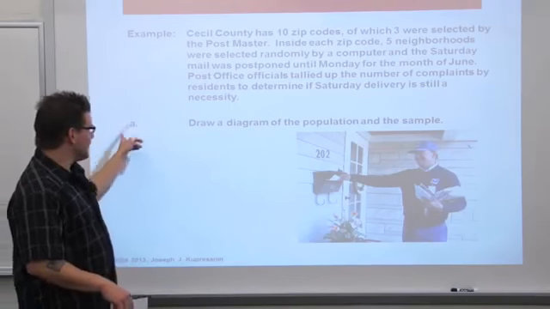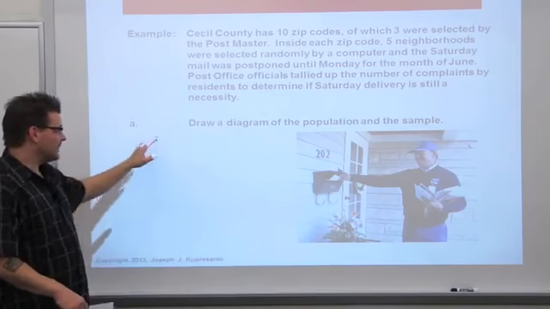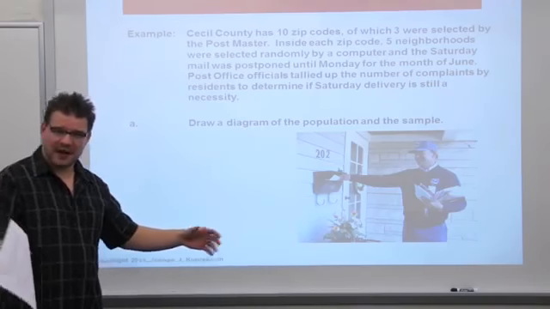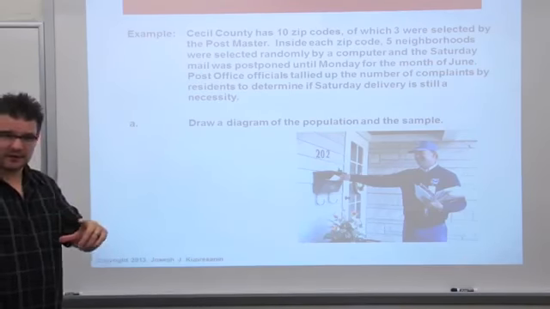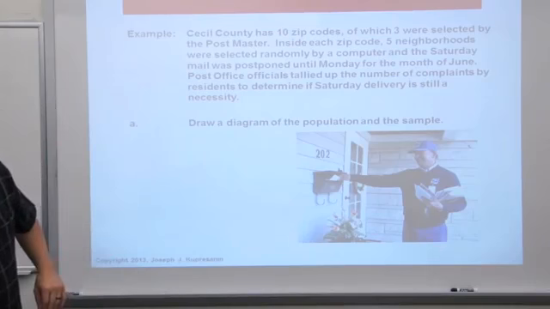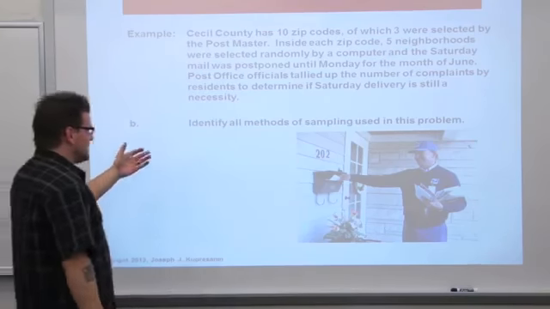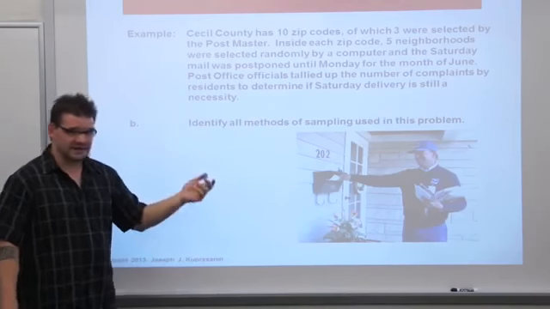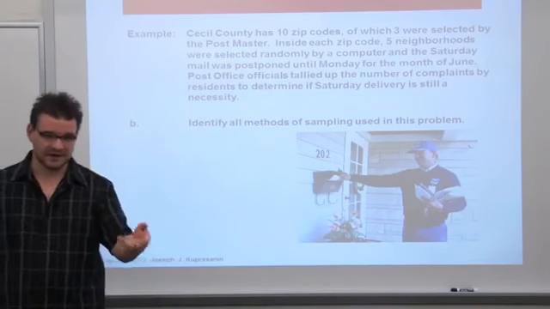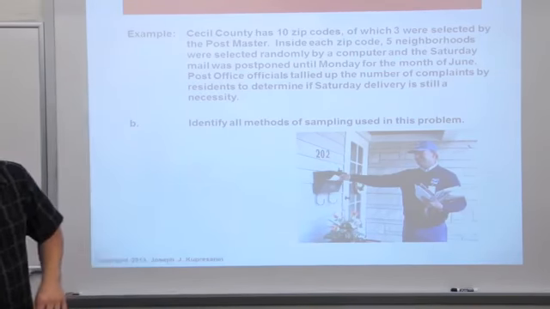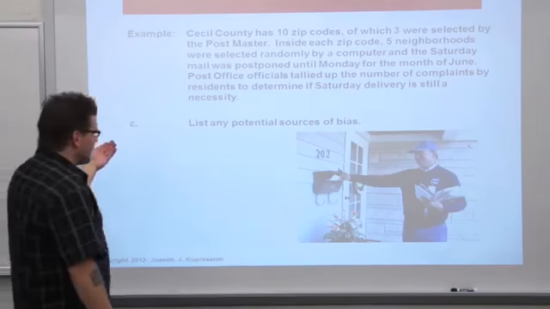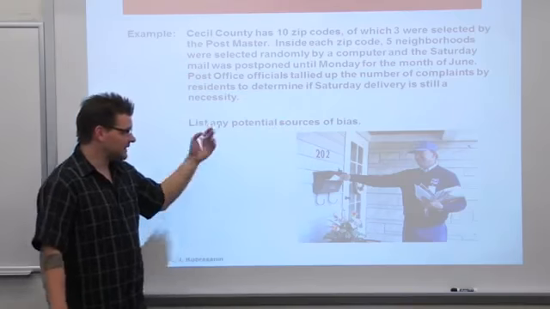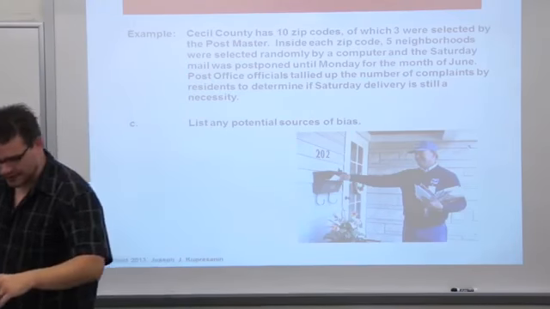Okay. So let me read the 3 and then we're going to go over to the sideboard. In part A, we're going to draw a diagram, big circle for the population, little circle for the sample. And then part B, identify all methods of sampling used in the problem. So previous video we learned about simple random, cluster, etc. And finally part C, can we think of any problems, any potential sources of bias? All right, so we'll go sideboard here.